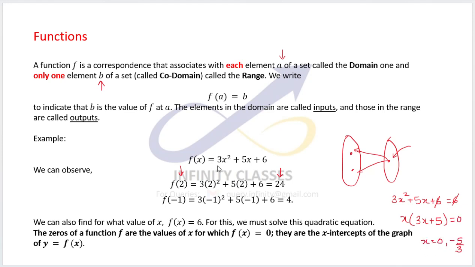So for x equal to 0, f(x) will be equal to 6, and for x equal to minus 5 by 3 also, f(x) will be equal to 6.